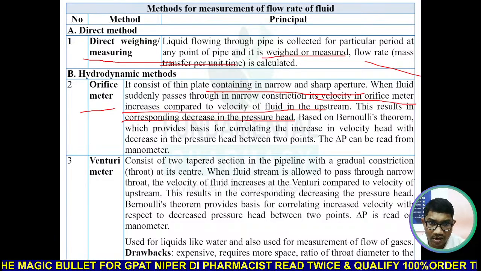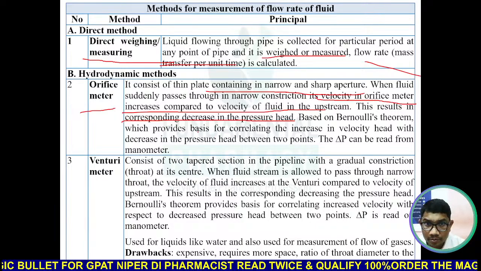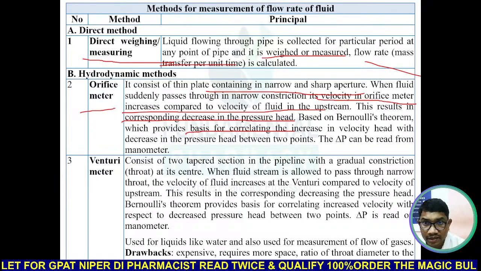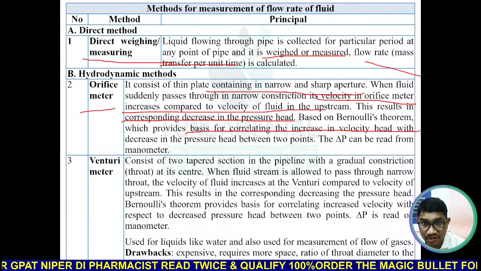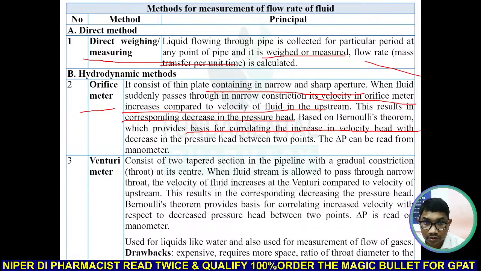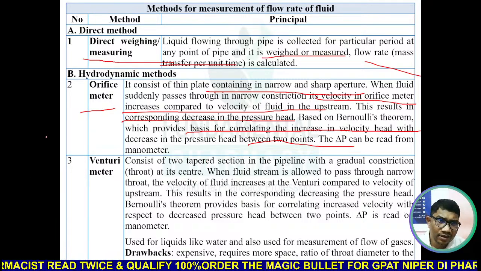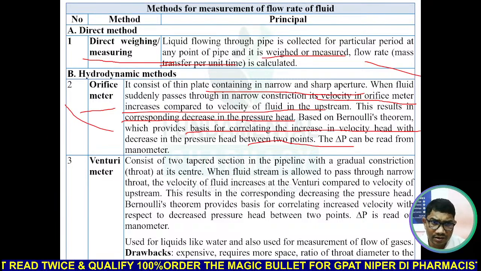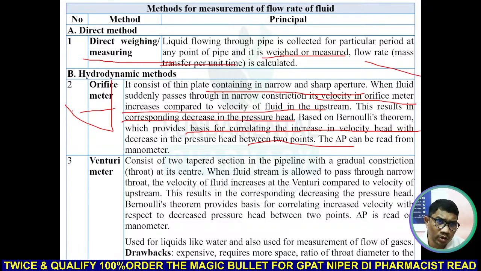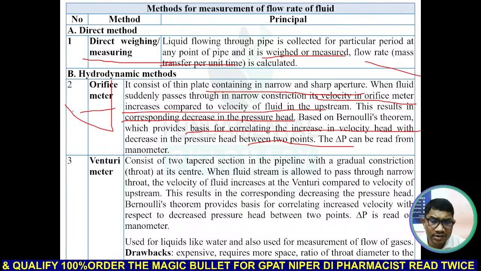Bernoulli's theorem provides the basis for correlating the increase in the velocity with the decrease in the pressure at 2 points, and delta P can be read from the manometer. That is the construction of the orifice meter. You just have to remember that the orifice meter is a hydrodynamic method for measurement of flow of fluid.